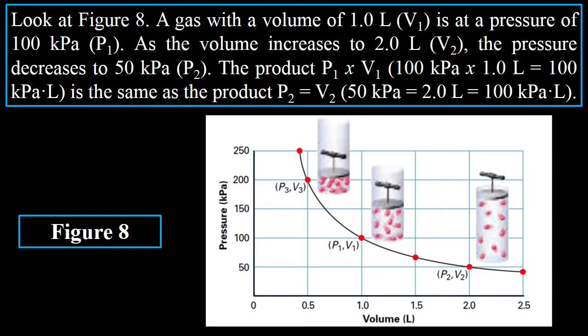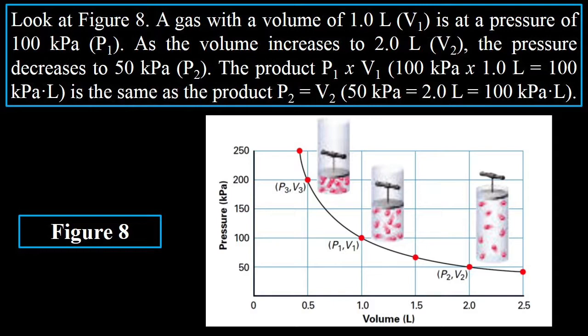A gas with a volume of 1 liter, V1, is at a pressure of 100 kilopascals, P1. As the volume increases to 2 liters, V2, the pressure decreases to 50 kilopascals, P2. The product P1 times V1, or 100 kilopascals times 1 liter, equals 100 kilopascal liters, which is the same as the product P2 times V2: 50 kilopascals times 2 liters equals 100 kilopascal liters.